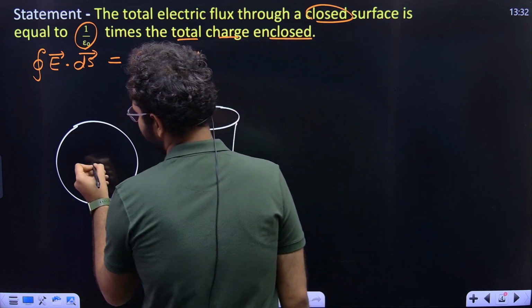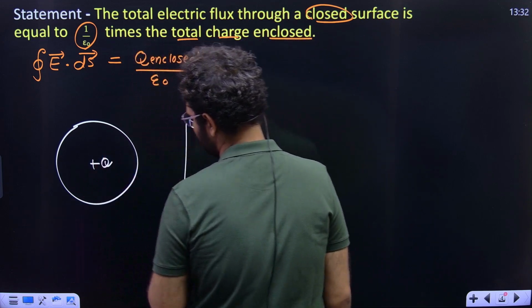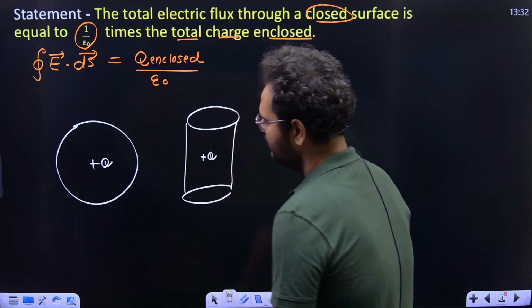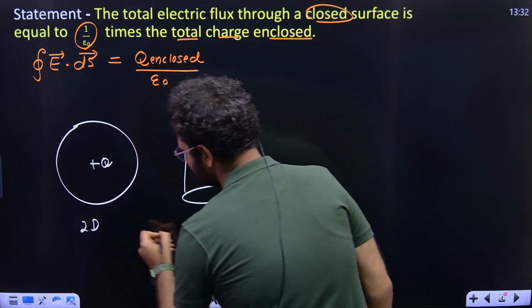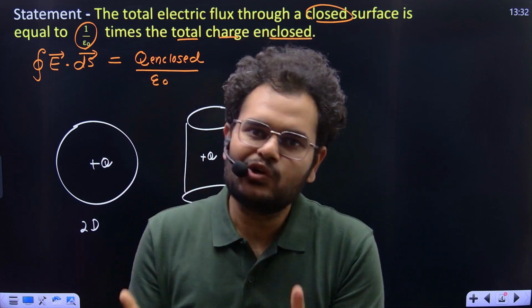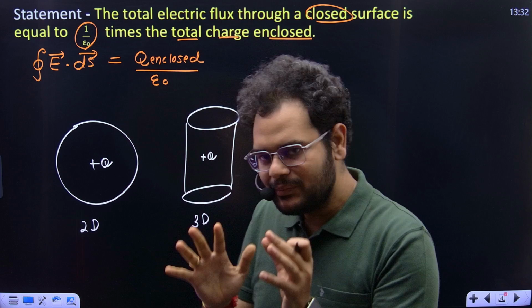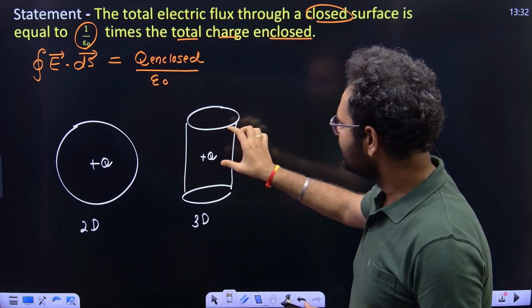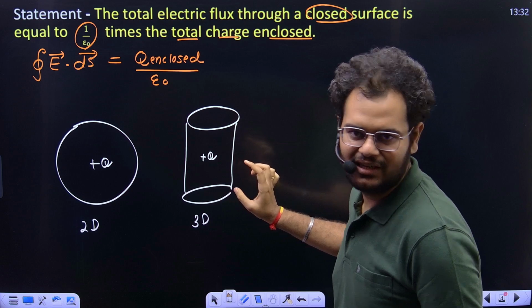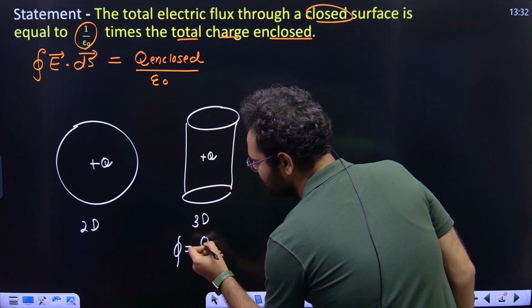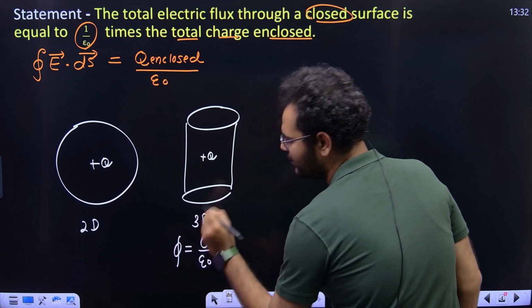If I keep charge +q here, and if I keep charge +q here, it is a 2D surface. And sir, what is this? 3D. You will say, sir, both are closed surfaces. No. What I am saying is, which surface are they talking about in Gauss law? They are talking about a closed 3-dimensional surface. So here I will say flux is equal to what? Q upon epsilon naught. Perfectly fine.